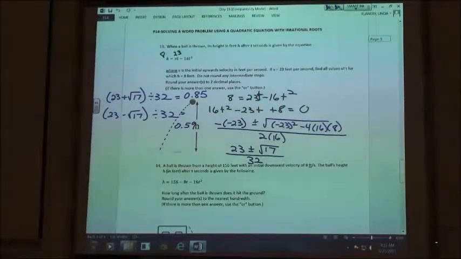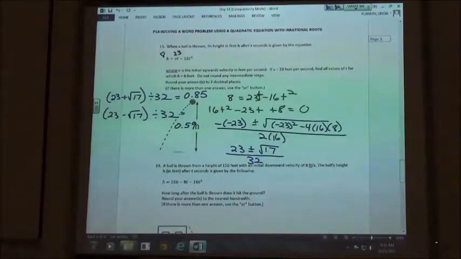Did you use the parentheses, Gavin, when you put that in there? I don't know, I did some. If you don't use the parentheses, do it this way. 23 plus the square root of 17, hit equals, and then hit divided by 32. There, now I got the right thing. 0.85.